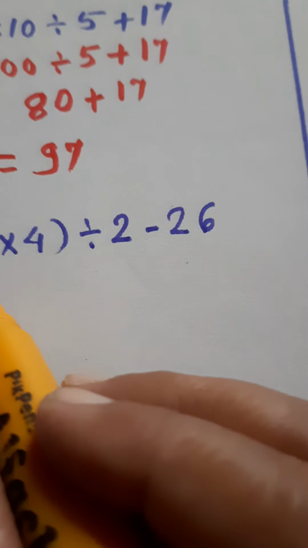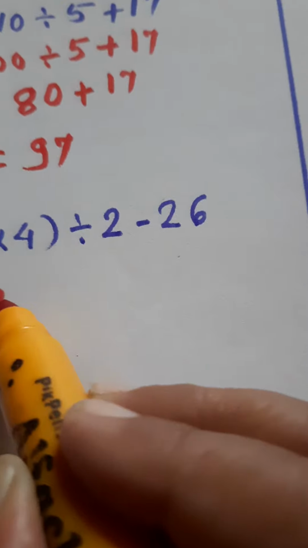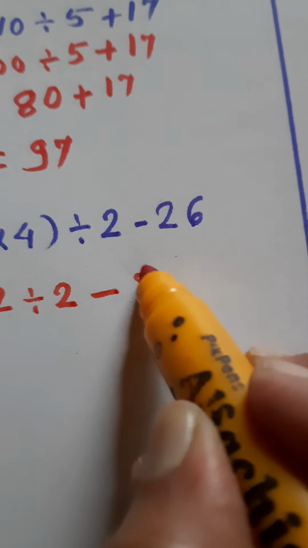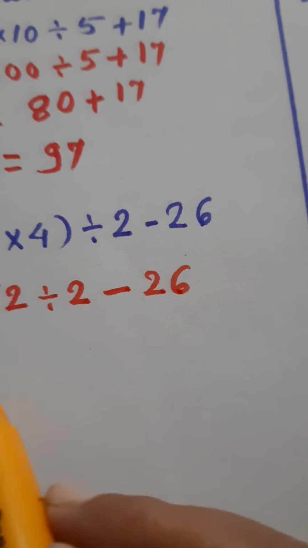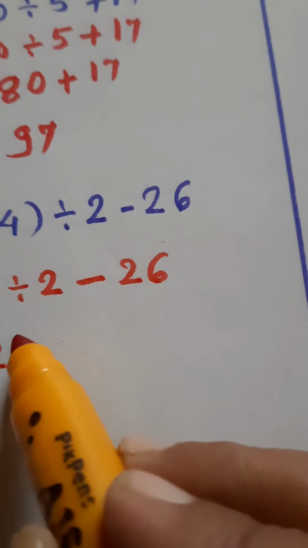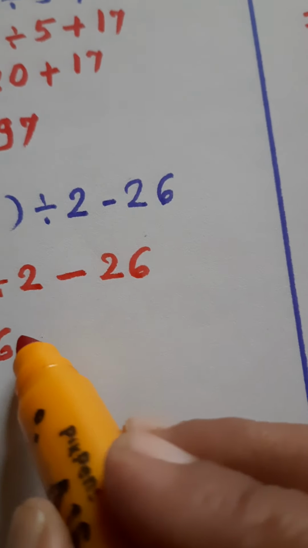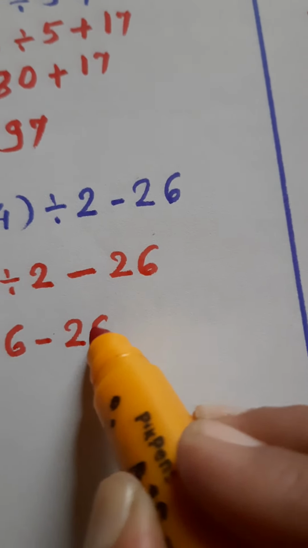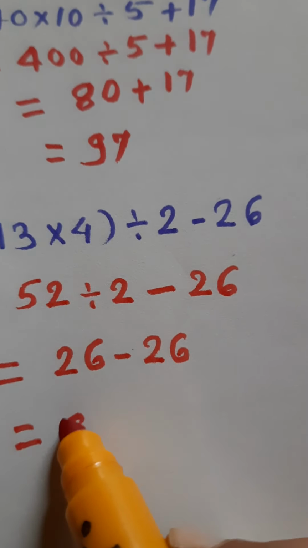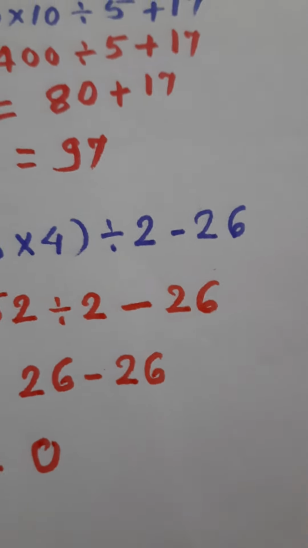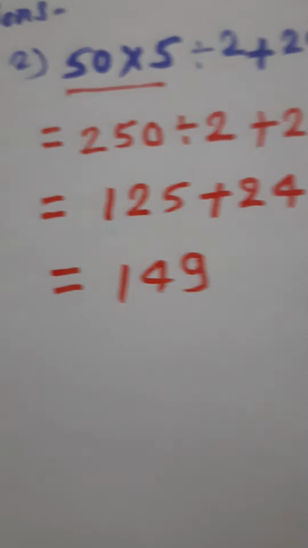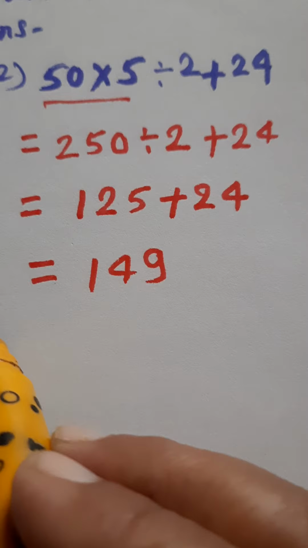13 4s are 52, divided by 2, minus 26. Then we have to do division: 52 divided by 2 is 26, minus 26. Answer will be 26 minus 26, 0. Okay. The next example, fourth example.